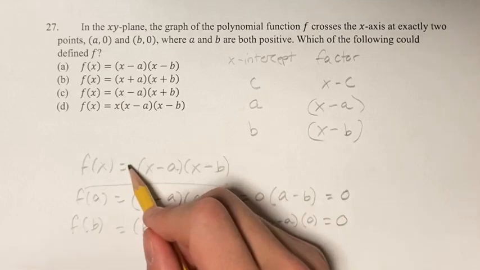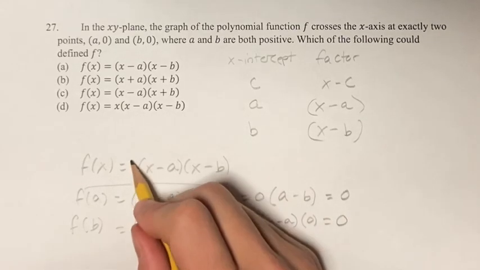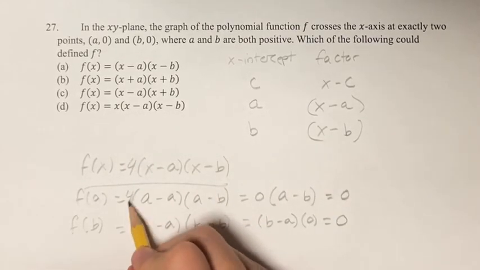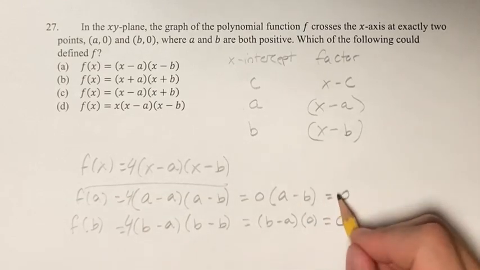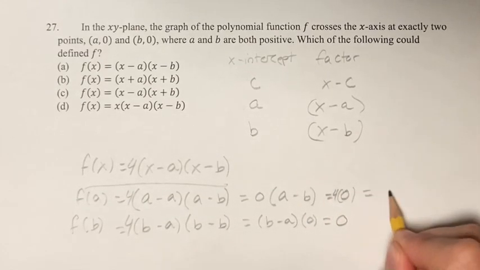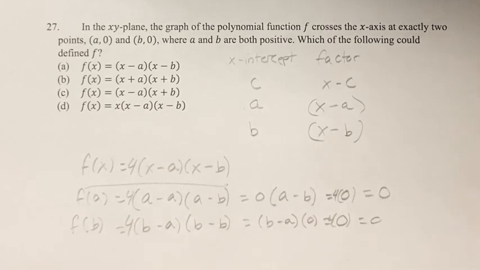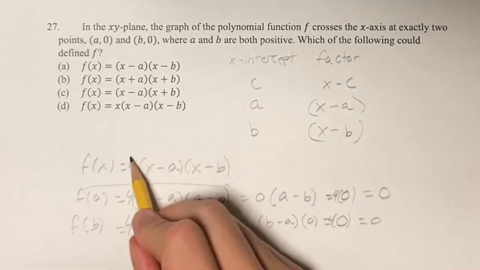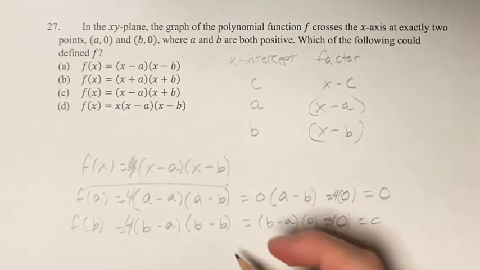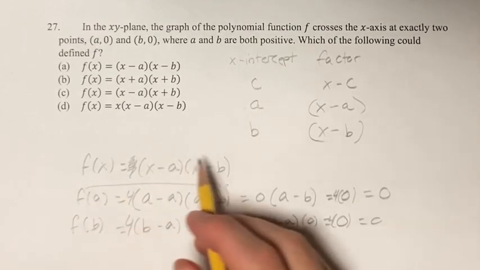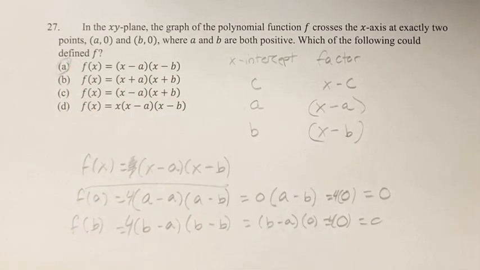You could have some coefficient down front, right? If this was 4 times x minus a times x minus b, this doesn't actually change. It would just be 4 times 0 at the end, which is still 0. It doesn't actually change anything. But in this case, we don't have a coefficient, so we can just ignore it. It's just good to know that it could be there. So we have f of x is equal to x minus a times x minus b, which means a is going to be your final answer.